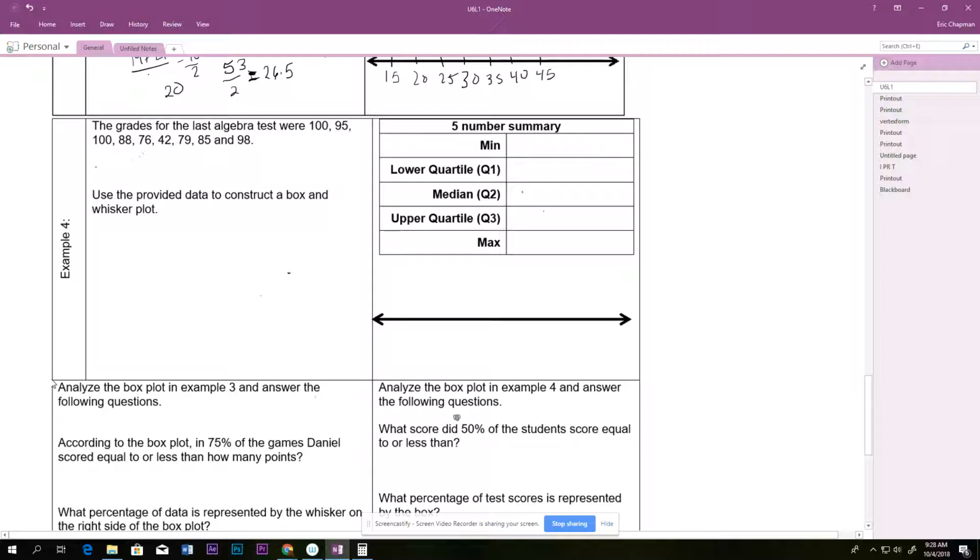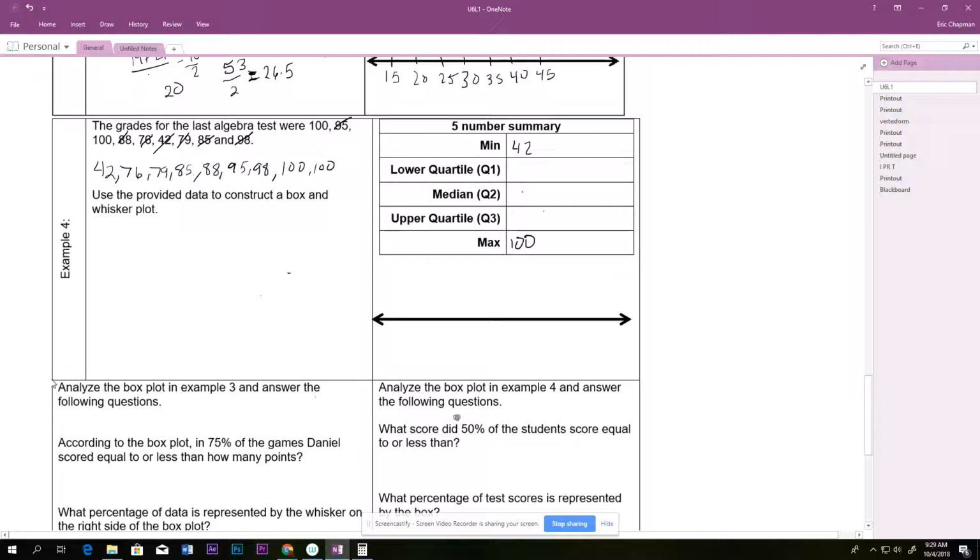So we're going to start with ordering these. We have 42 as our lowest. Let's see, 76, and then 79, and then 85, and then 88. Then we got 95, 98, and then 100 and 100. So now let's do our min. Our min is 42. Our max is 100.